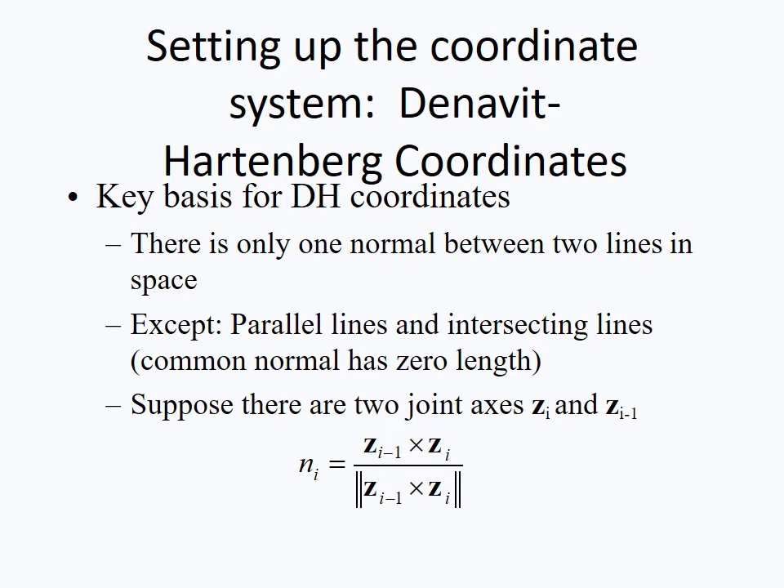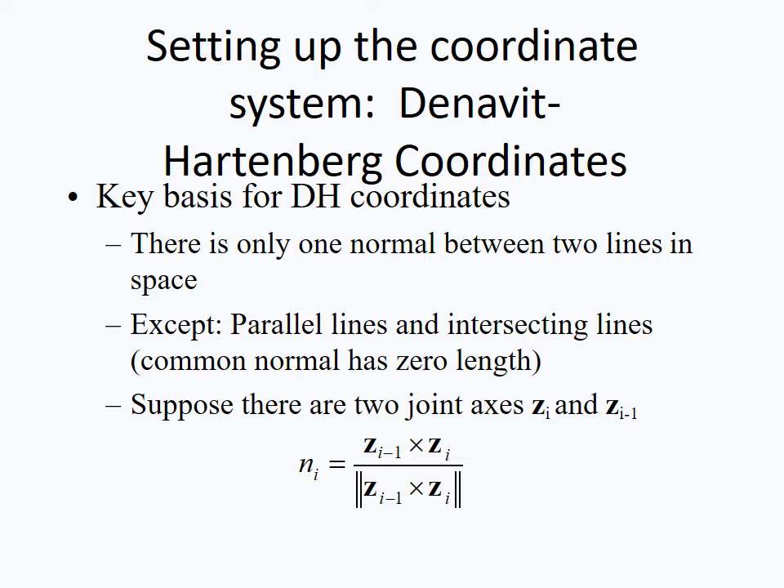First, setting the coordinate system. To define the end effector coordinate system, we use the Denavit-Hartenberg coordinates. That is, we need to define the DH coordinates. The key basis of DH coordinates is that there is only one common normal between two lines in space, except for parallel lines and intersecting lines, where the common normal has zero length.